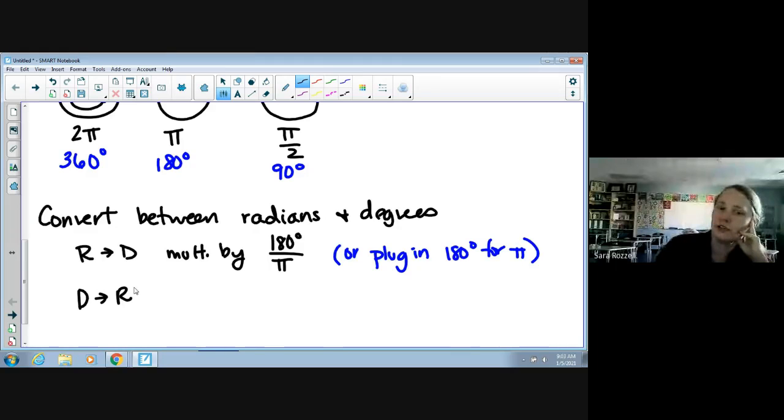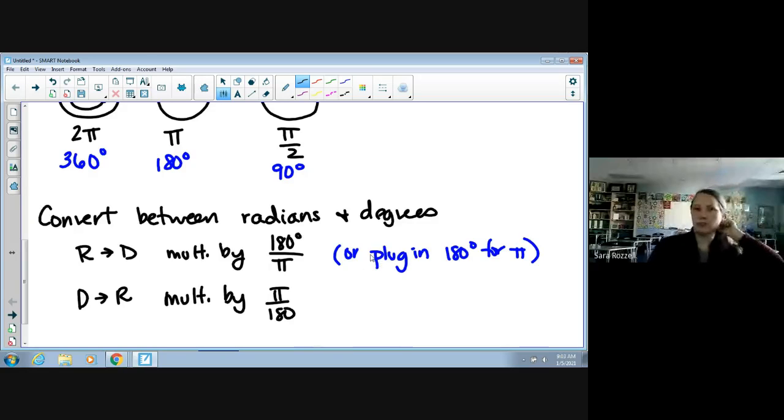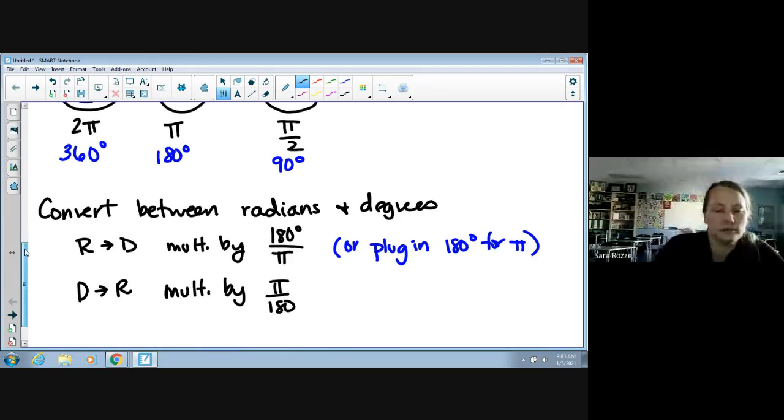And from degrees to radians, I want to get rid of the degrees and I want to change them to radians. So if I'm getting rid of the degrees, where do they need to be? If you're getting rid of something, it needs to be on the bottom, right? So we're going to multiply by pi over 180. And there's not just a simple thing for you to plug in on that one.